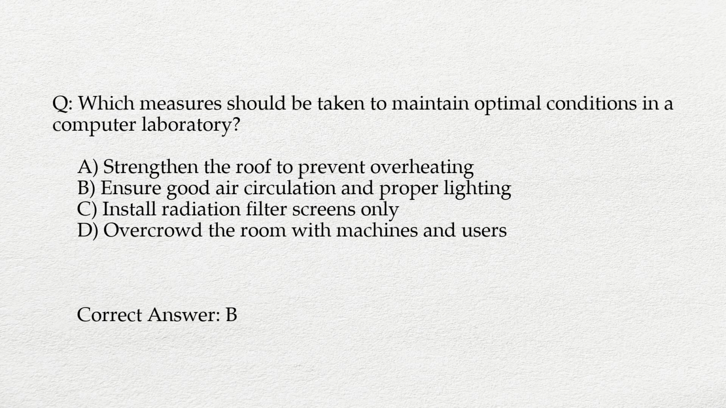Q. Which measures should be taken to maintain optimal conditions in a computer laboratory? A. Strengthen the roof to prevent overheating. B. Ensure good air circulation and proper lighting. C. Install radiation filter screens only. D. Overcrowd the room with machines and users. Correct answer, B.